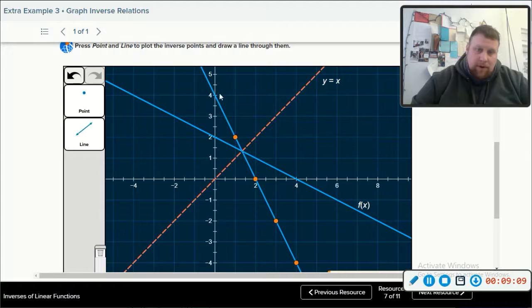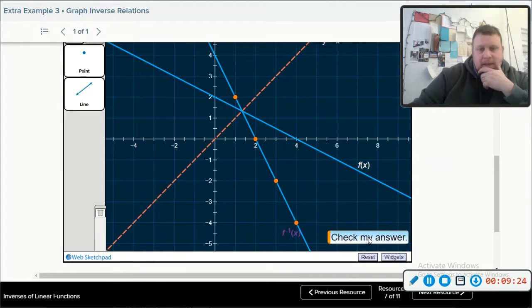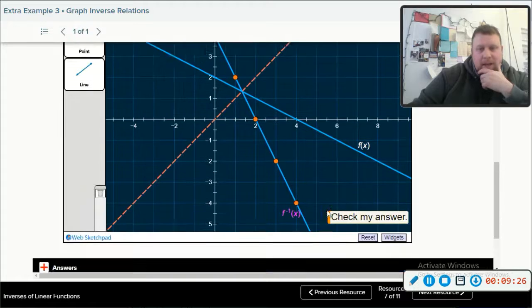And what do we have right here? Notice, first of all, these are inverses of each other. They cross directly on that line of y equals x, which they're reflected around. And they cross right on that line. And then they're clearly mirror opposites of each other, right? That's what it is. You can always check my answer. Look at that. You can't even tell.